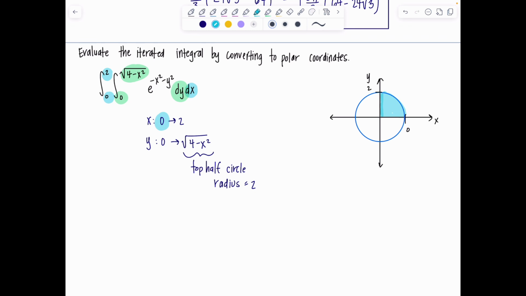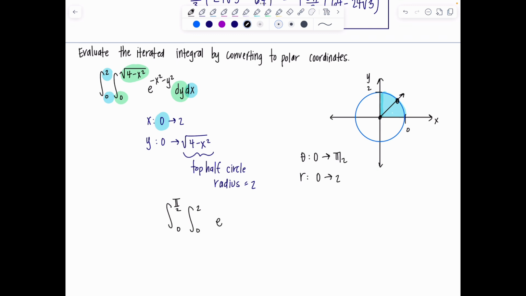So theta is bounded between 0 and pi over 2. That's it. And r's easy this time. Just 0 to 2. Perfect. Time to switch to polar. Theta goes on the outside. I want to say always. God, can I think of a time theta wasn't on the outside? Not really. Okay, r goes from 0 to 2.